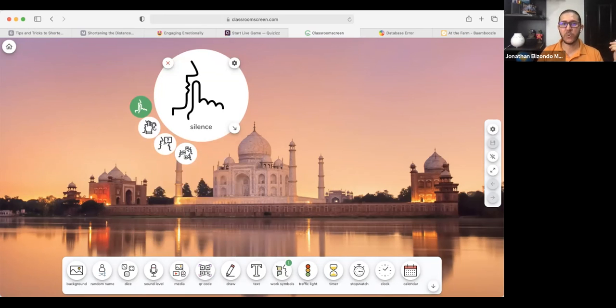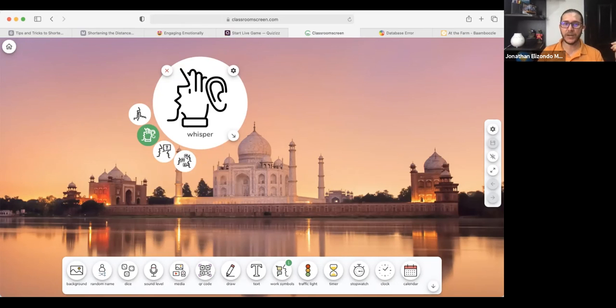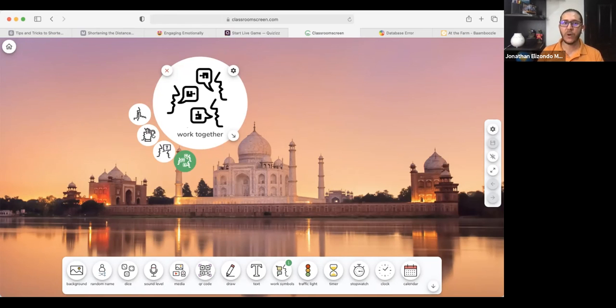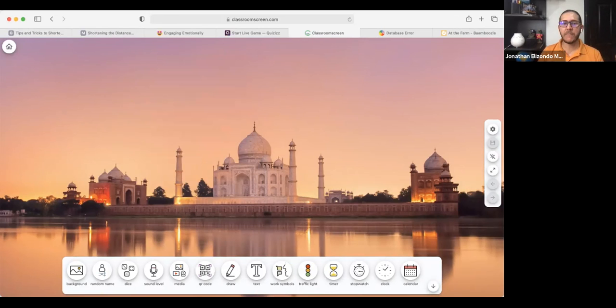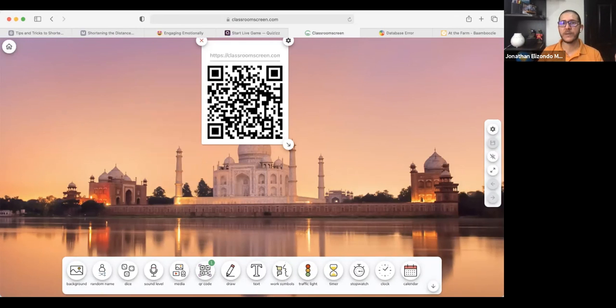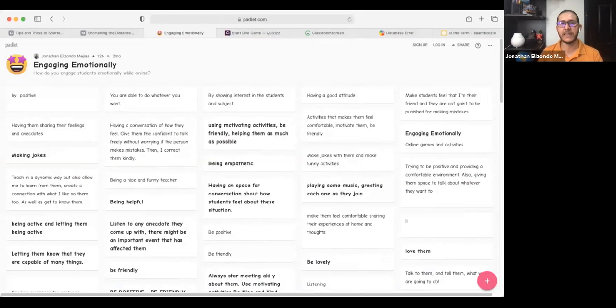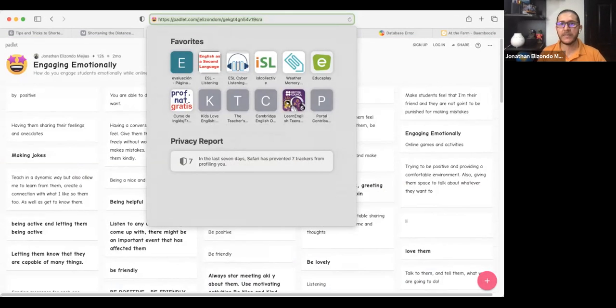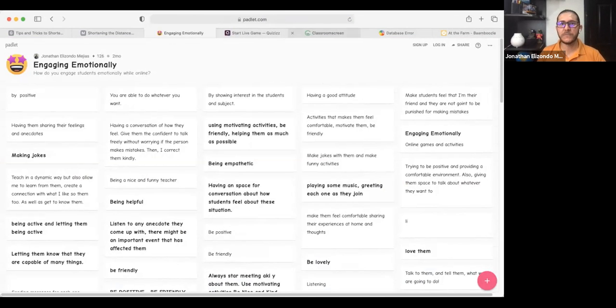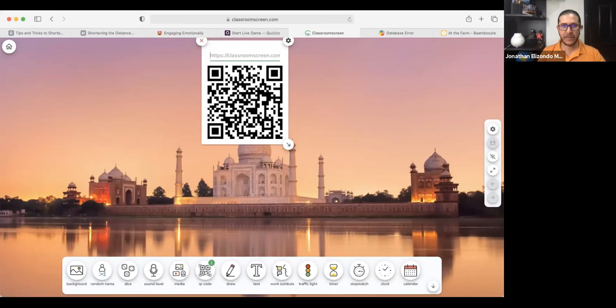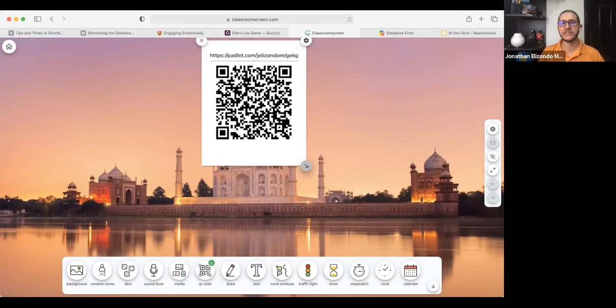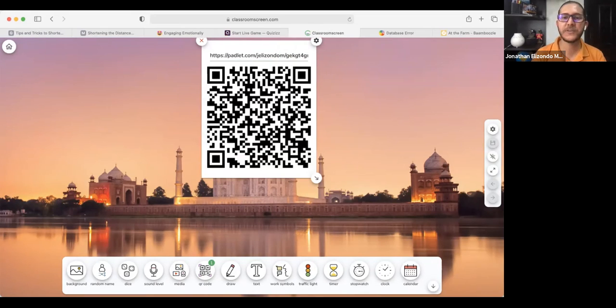And so this is an organized mess in an online interaction, right? We have work symbols. So we have silence, whisper, ask your neighbor, or work together. We can have a QR code or create a QR code. So for example, if I want to create a QR code for this Padlet, I'm going to copy the link. I'm going to come to the Classroom Screen. I paste it here and I tell my students, scan this code, please. So you see very quickly, you get a code that your students can use with their phones.